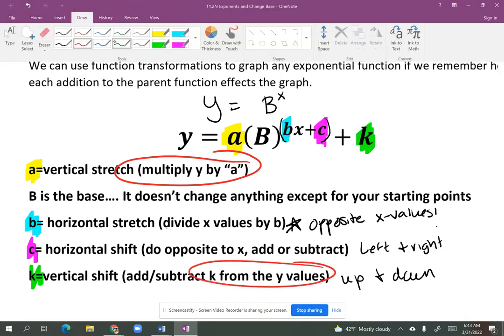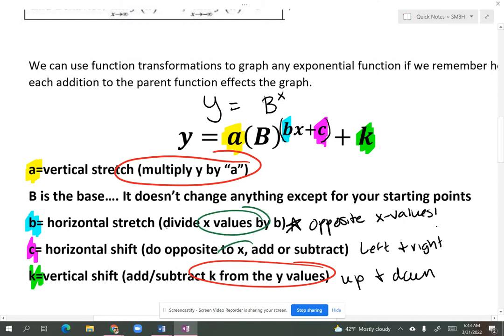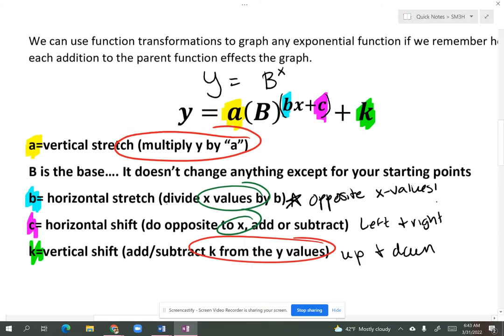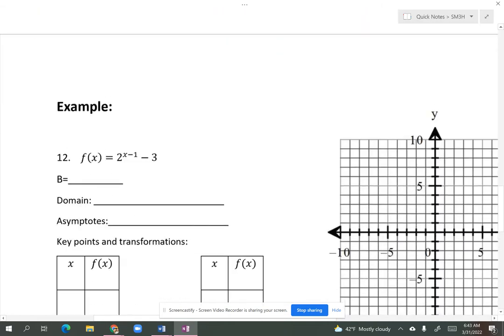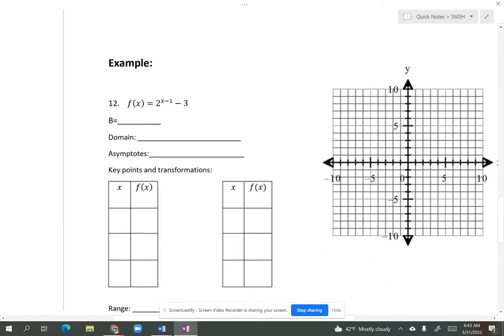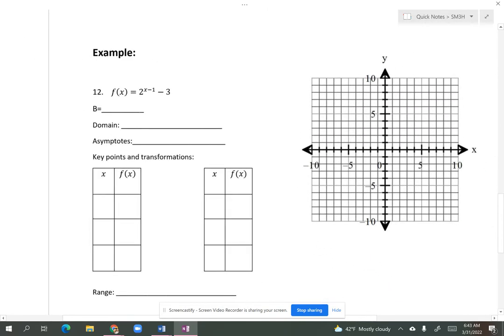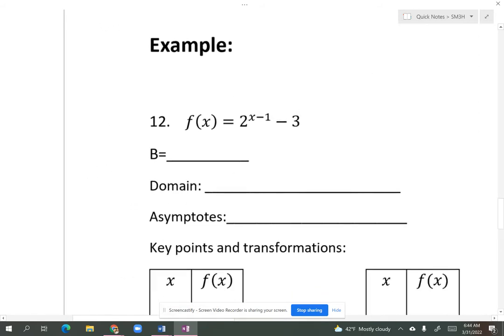And B and C deal with the X values, and they're the opposite of each other, which is normal. We've done this about 8 million times, so it shouldn't be anything too crazy. So let's practice, okay? Here is our first equation. I'm actually going to zoom in so we can talk about it.